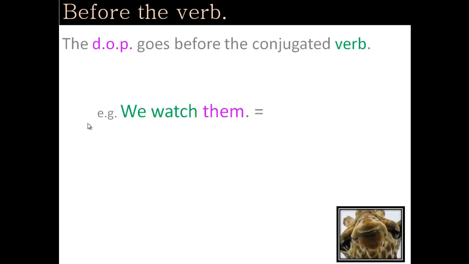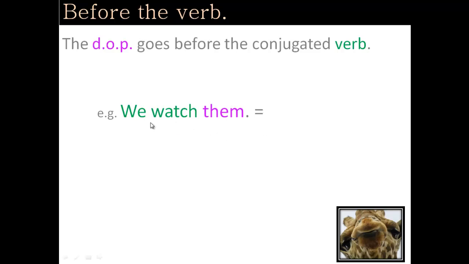So number 1, before the verb. The direct object pronoun goes before the conjugated verb. If you're not sure what a conjugated verb is, go back and watch the video on the present tense. If you're not sure what a verb is, go back to the beginning of this video and it's explained to you. Conjugated, remember, is when you've changed it from the infinitive form, the to eat form, into the we eat form. That's what conjugated means.